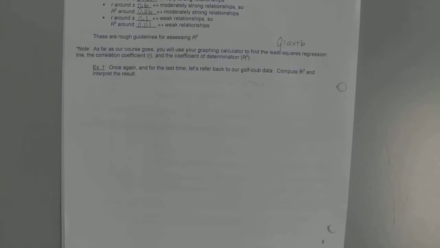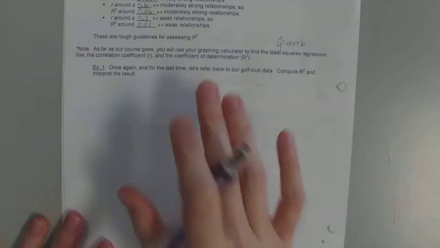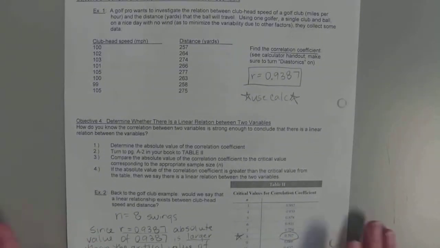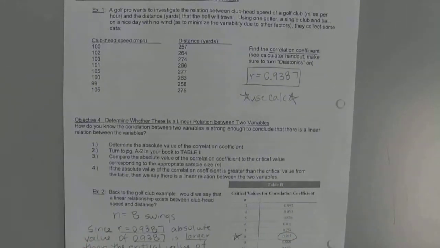So last but not least, oh my goodness, last time we have to see this data, let's go ahead and figure out what r squared is for our golf club data. So go ahead and get out your calculator. Some of you might not have done a single thing since Wednesday, but you had to do that worksheet at the end. So I bet all of us have to re-put this in our calculator one last time.